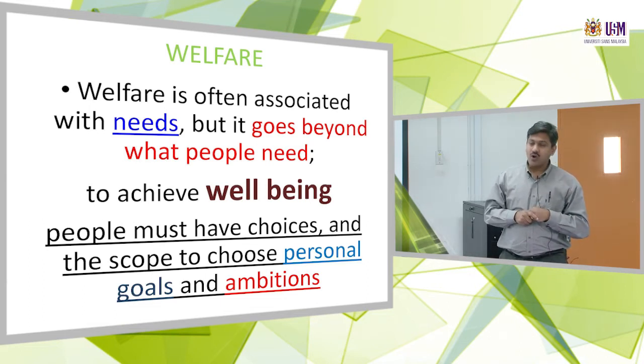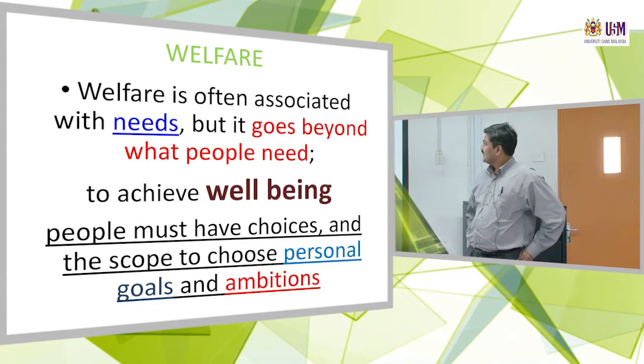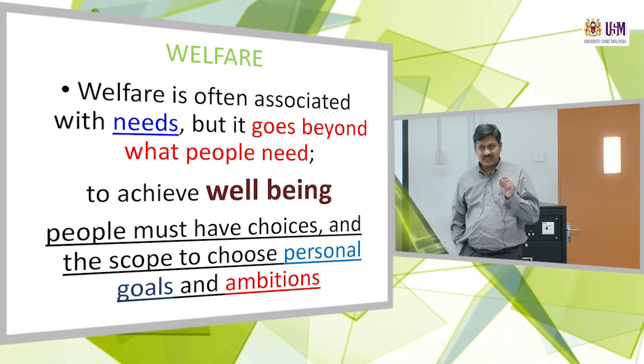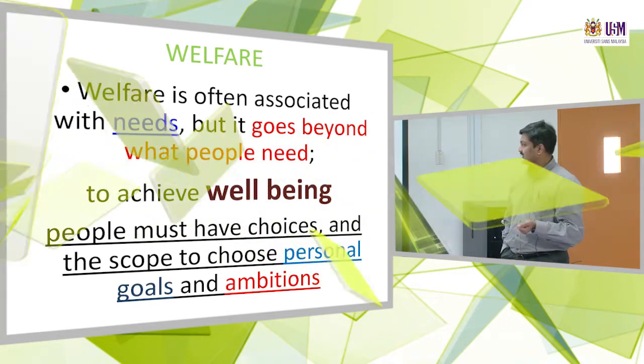But it goes beyond people's needs. To achieve well-being, people must have choices and the scope to choose personal goals and ambitions. Welfare is often associated with needs, but it goes beyond that. Welfare is all about achieving well-being. What we mean by well-being is that people must have choices and the scope to choose personal goals and ambitions.